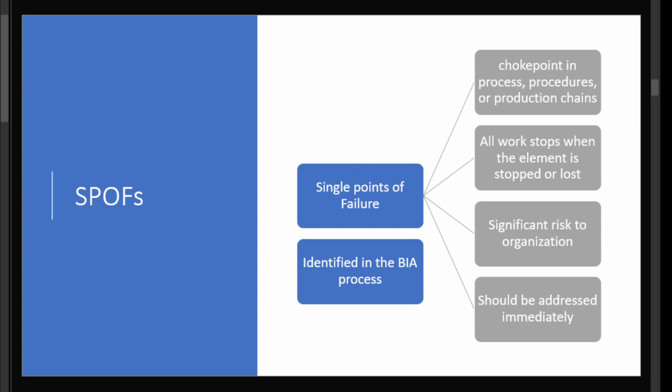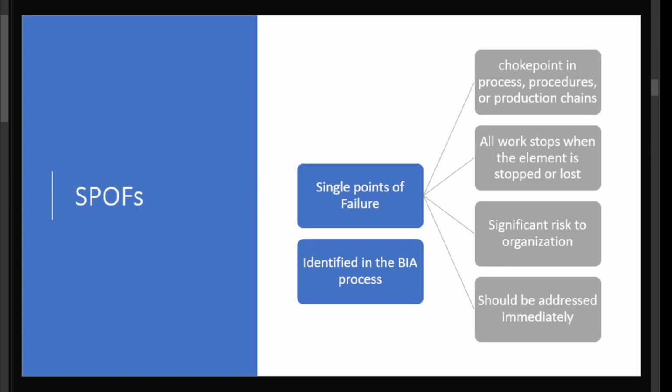All right, so single points of failure. Those could be choke points in processes, procedures, or production chains. All work stops when the element is stopped or lost. That's a single point of failure. A significant risk to an organization, and they should be addressed immediately.